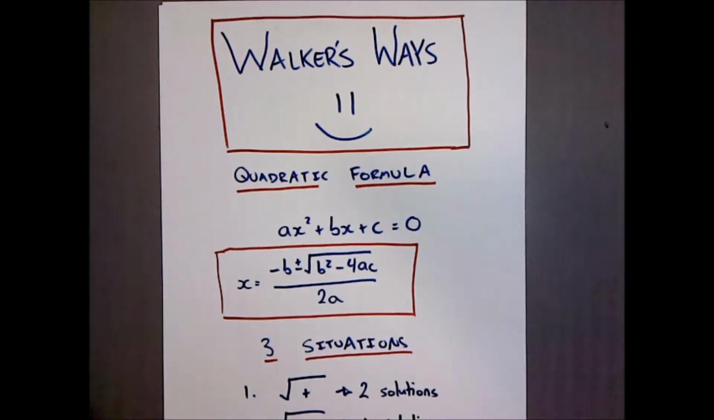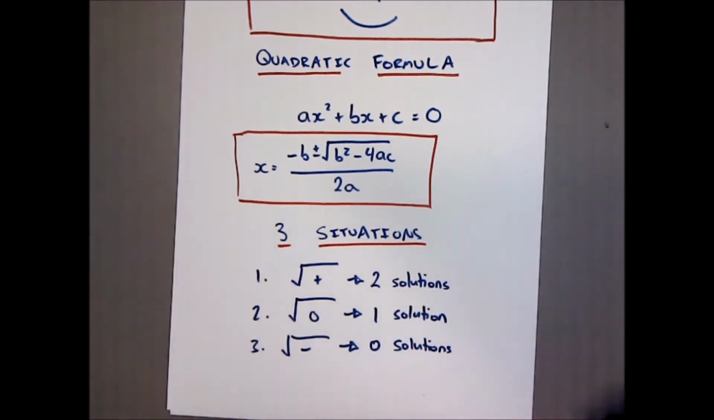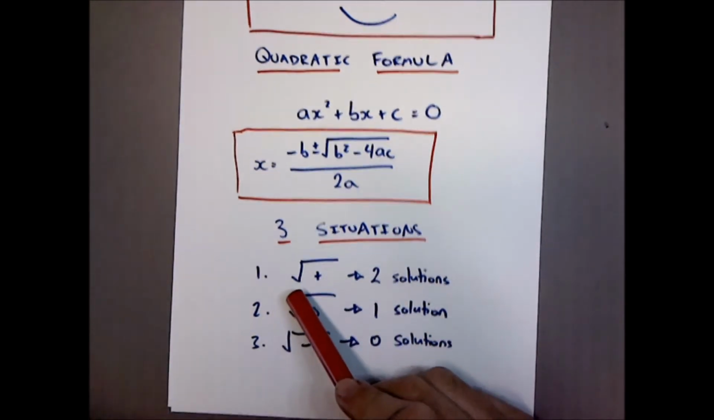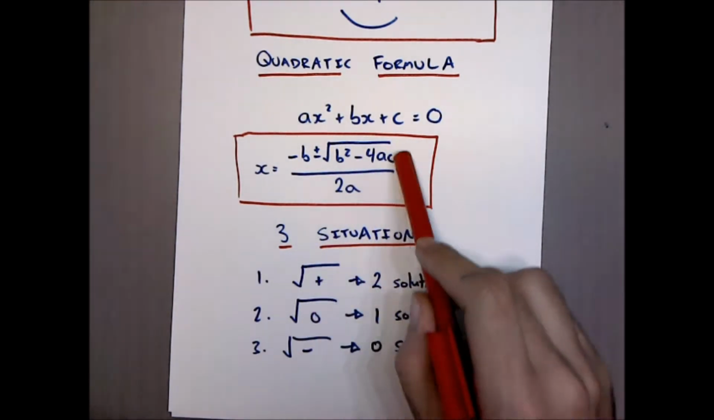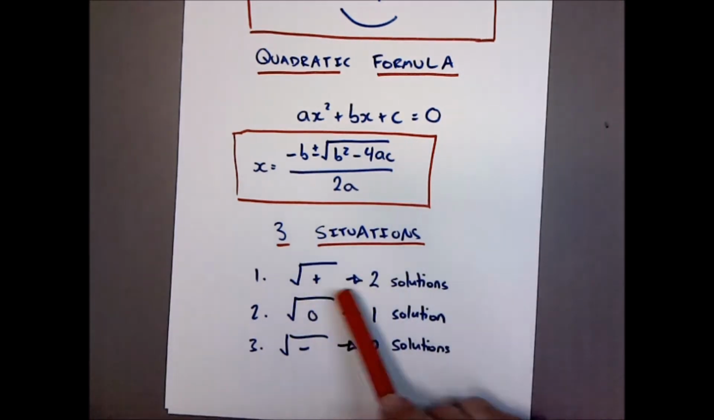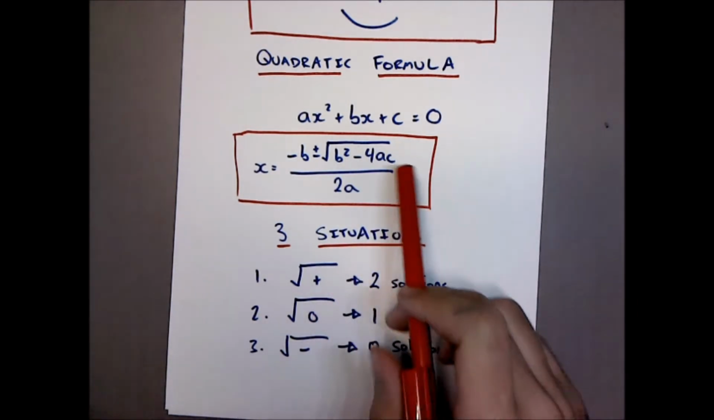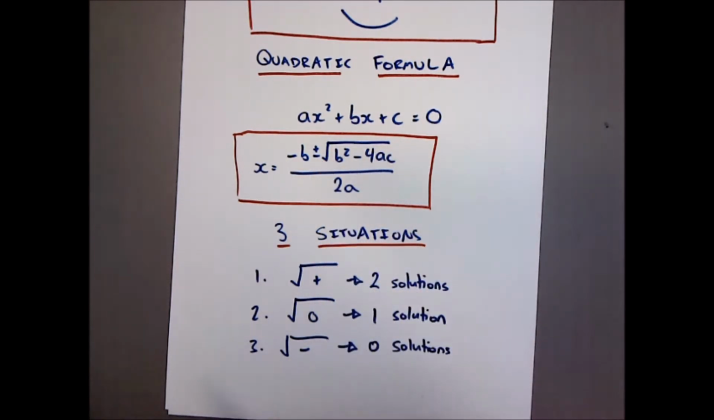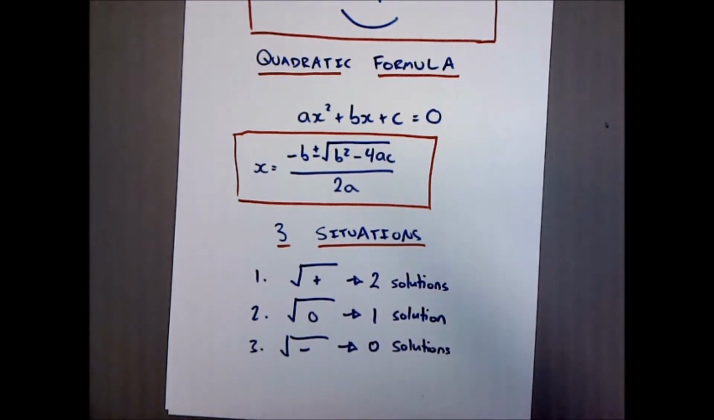Now when you actually use this formula, there's three situations you can get. The first one, for your square root part, we call this part the discriminant. If your discriminant, so this b squared minus 4ac, is a positive number, then you're going to get two answers, or two possibilities for your x. If your discriminant ends up equaling 0, so you get the square root of 0, which is just 0, you'll just be plussing or minusing 0, which ends up giving you the same answer. So you'll end up with just one solution.